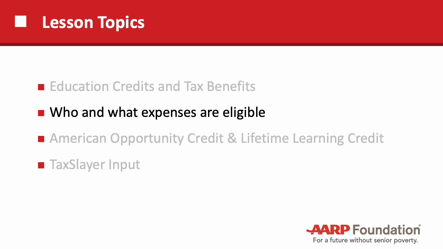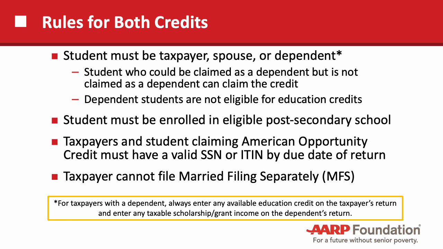All right, let's look at who's eligible and what expenses are eligible. For both the American Opportunity Credit and the Lifetime Learning Credit, the student must be a taxpayer, spouse, or dependent. The student who could be claimed as a dependent but is not claimed as a dependent can claim the credit. Dependent students aren't eligible for the education credits. The person or taxpayer who claims the dependent can claim the credit.